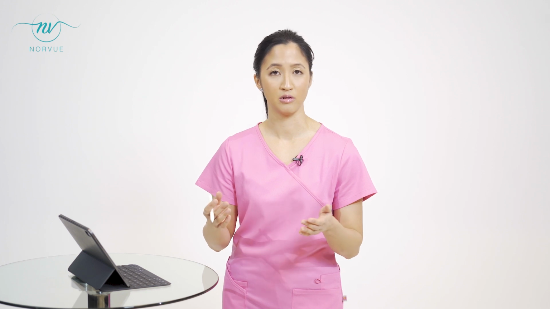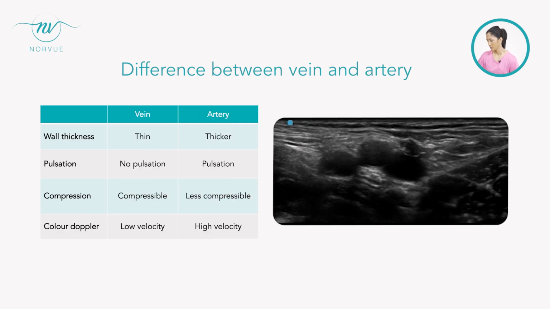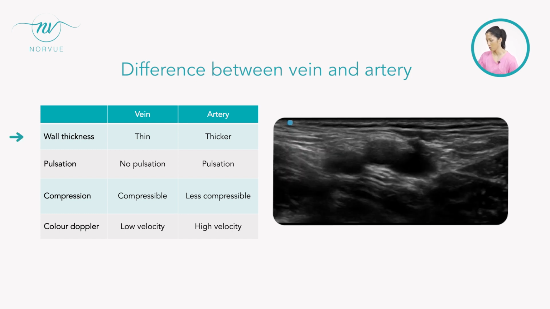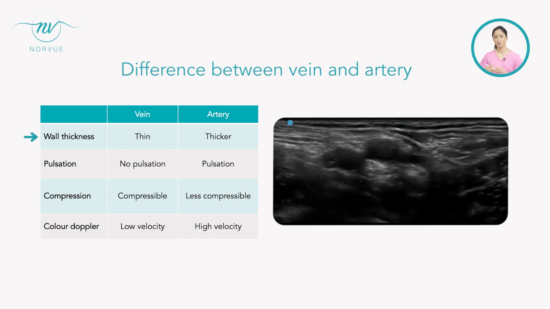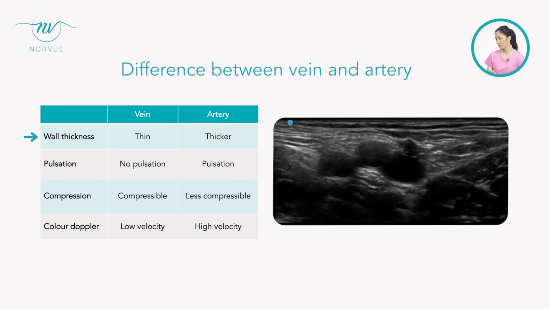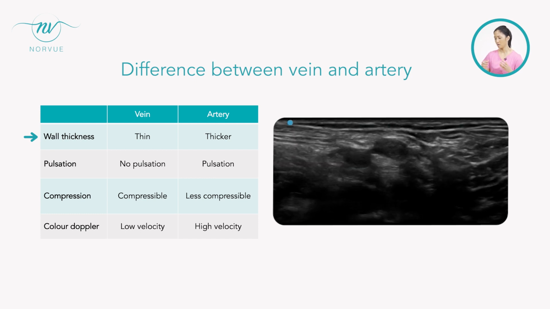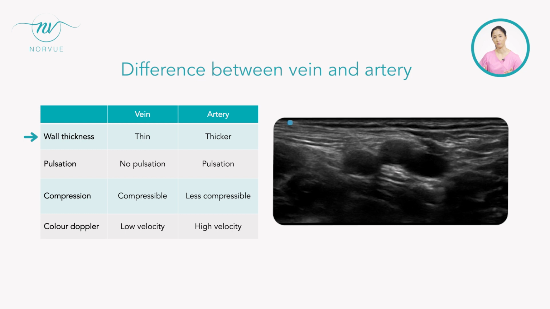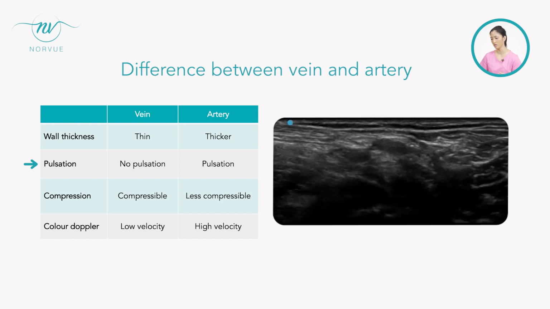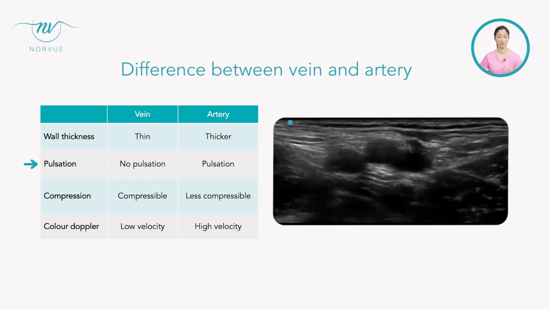And when we start using the ultrasound, you have to know the difference between how an artery and a vein look. So how do you do that? Let's take a further look at this table. You can see there are four things you can look at. You can look at the wall thickness, because veins have a very thin wall compared to the artery, which is thicker. There is blood flow through both of them, but you will see a pulsation in the artery, while the vein doesn't have any pulsation.